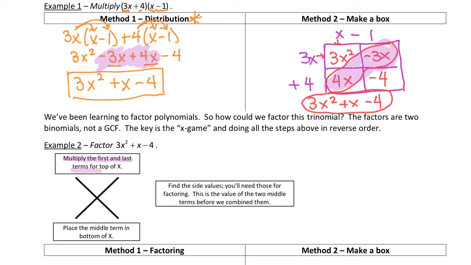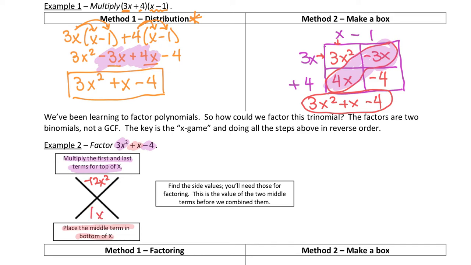Let's multiply the first and the last terms for the top of the x. The first term here is 3x squared, and the last term is negative 4. I'm going to go ahead and multiply those. So 3x squared times negative 4 would give me negative 12x squared. Now, it says to place the middle term in the bottom of the x. The middle term is x, and I'm going to add a 1 in front of that x as well.